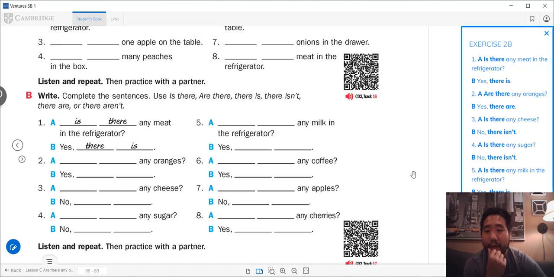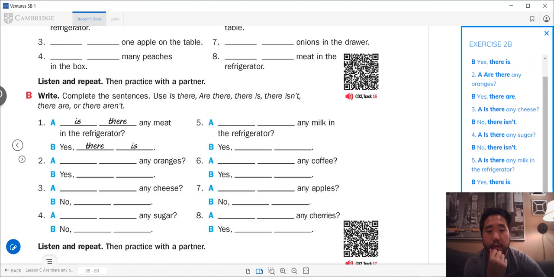Now, can you see the pattern? So number 6, blank blank any coffee? Yes, blank blank. It's going to be same as number 5. So we're going to say, is there any coffee? Yes, there is. So here, is there any coffee? Yes, there is.